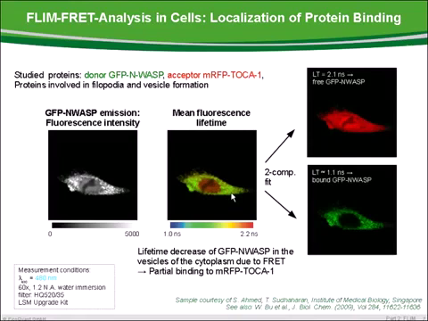If we perform a two-component lifetime analysis, we find two lifetimes. 2.1 nanoseconds, the lifetime of the donor only, can be found all over the cell, as can be seen in this image. Due to FRET, the lifetime of the bound complex of NWASP and TOCA1 decreases to 1.1 nanoseconds. The short lifetime component of 1.1 nanoseconds shows only the bound FRET molecules. As we see here, FRET takes place only on vesicles. We can also calculate the FRET efficiency of the bound FRET molecules to be around 50%.